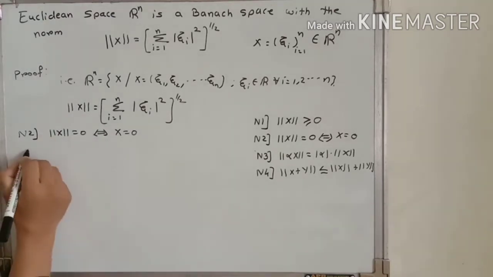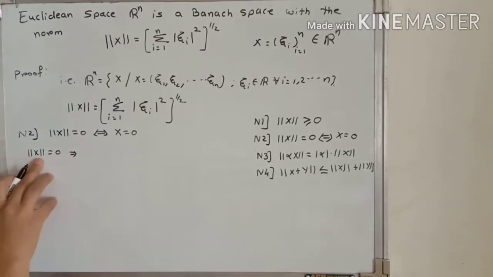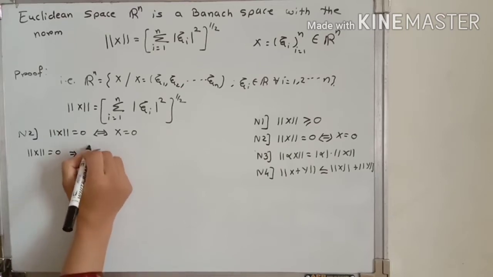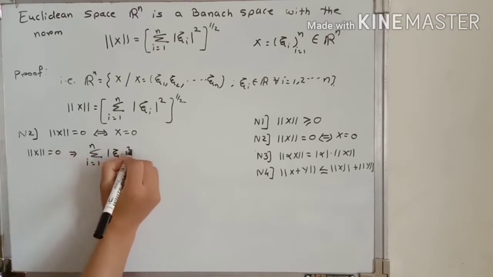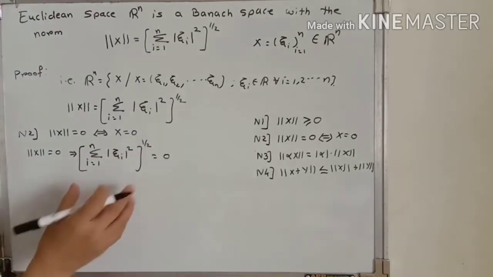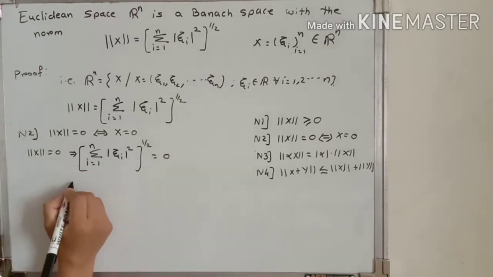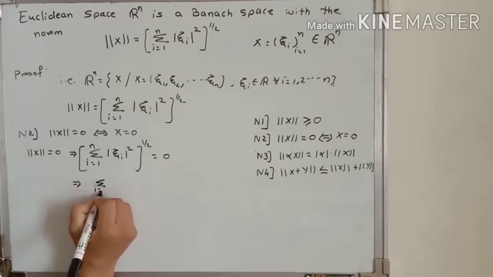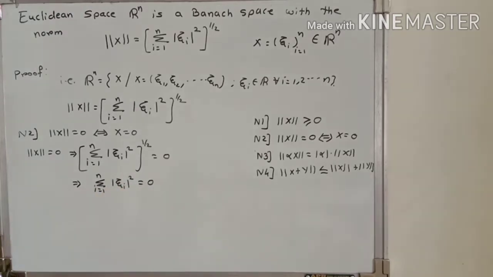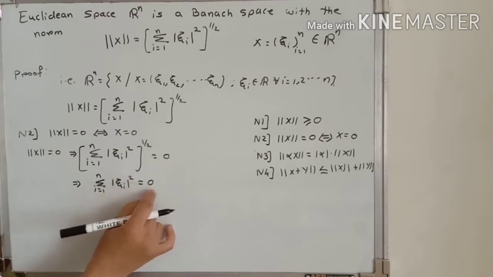Now we start with norm of x equal to 0, which implies, putting the value of norm of x, that the summation, i running from 1 to n, of mod of xi i square, whole to the power 1 by 2, equals 0. Now the square root equals 0, it implies that the term must be equal to 0, and it implies that the summation, i running from 1 to n, of mod of xi i square equals 0. Now this is the sum of mod of xi i square equals 0.